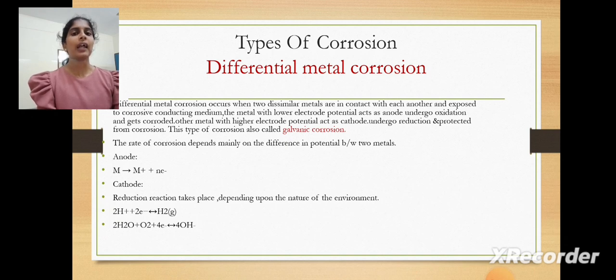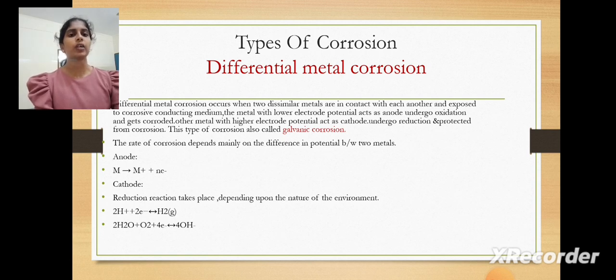The metal having a lower electrode potential acts as the anode and undergoes oxidation and gets corroded, and the other metal having a higher electrode potential acts as the cathode and undergoes reduction, and it is protected from corrosion. So this type of corrosion is called differential metal corrosion, also called galvanic corrosion.